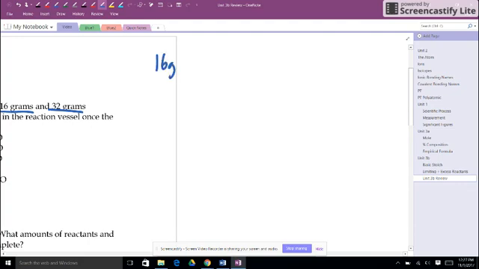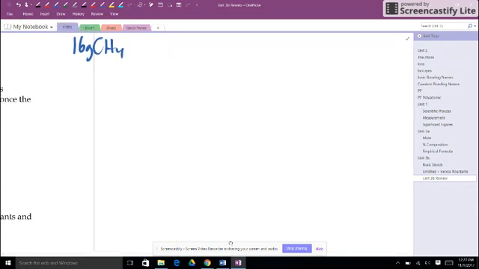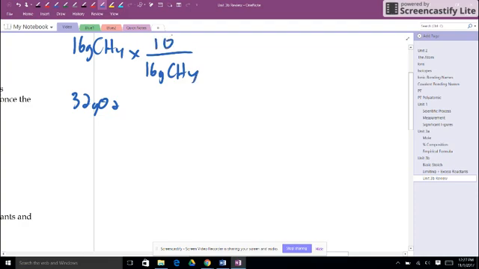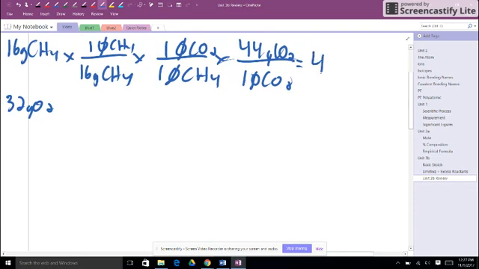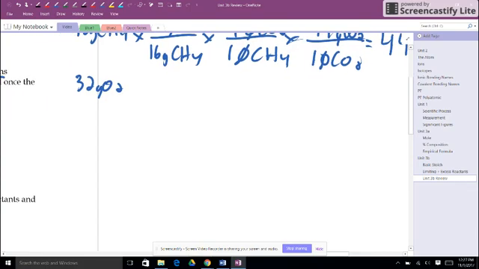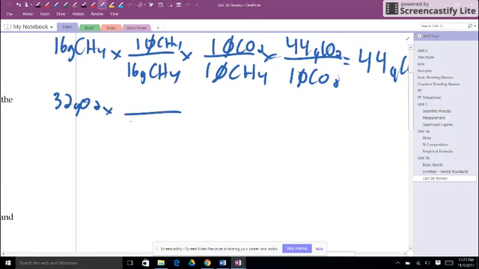Let's say we have 16 grams of methane and 32 grams of oxygen. Methane is 16 grams per 1 mole. The balanced equation suggests that for every 1 mole of methane, we produce 1 mole of CO2. And then we know that 1 mole of CO2 is about 44 grams of CO2. So you do the math for this one, and you end up with 44 grams of carbon dioxide could be produced. Again, could be.